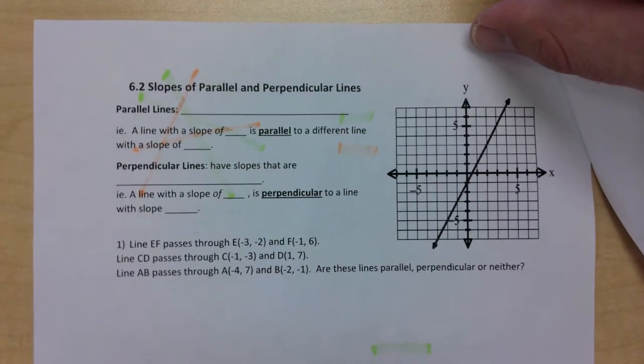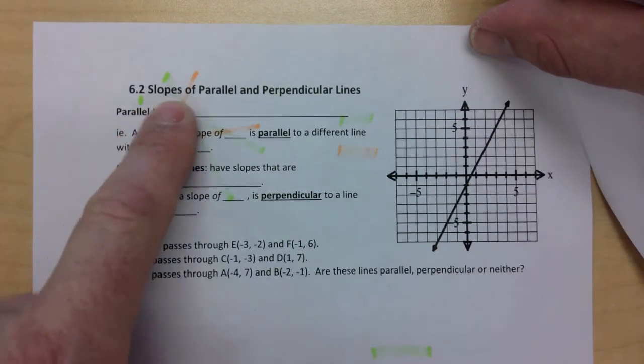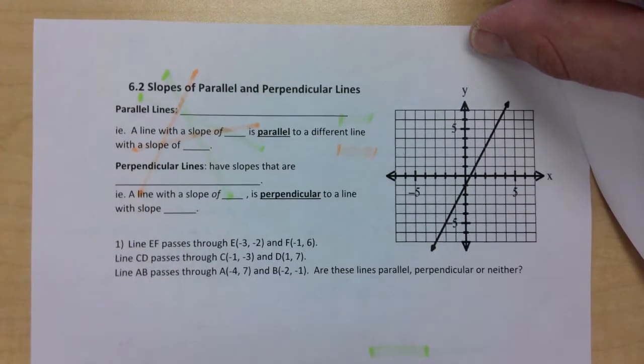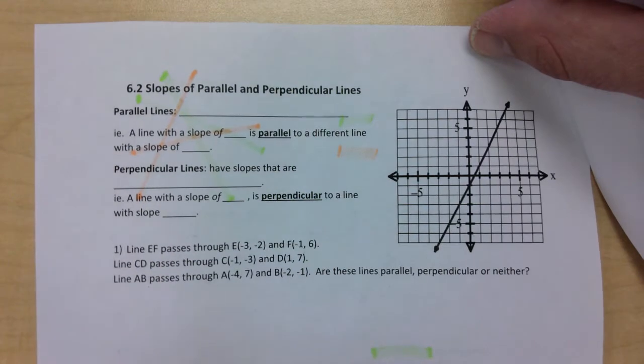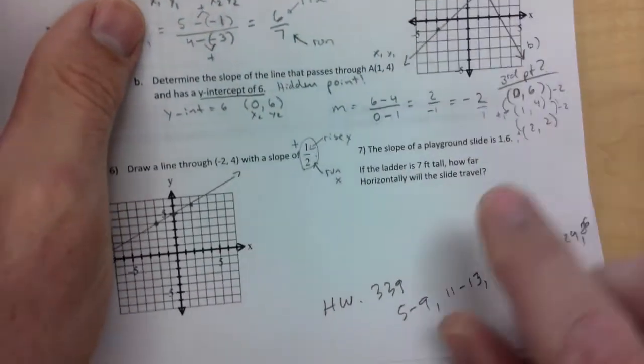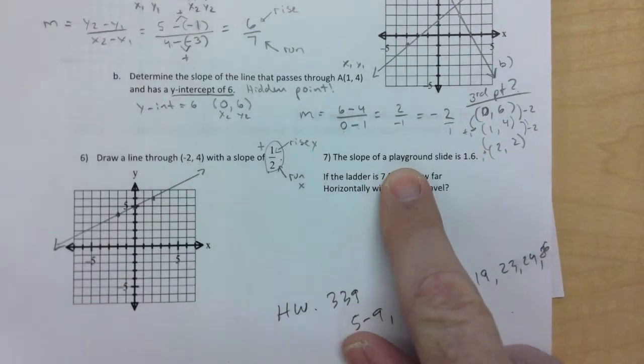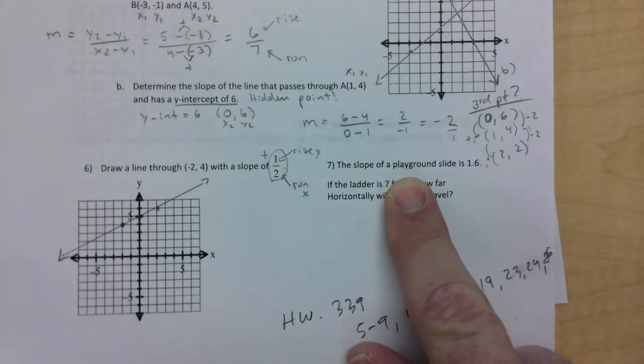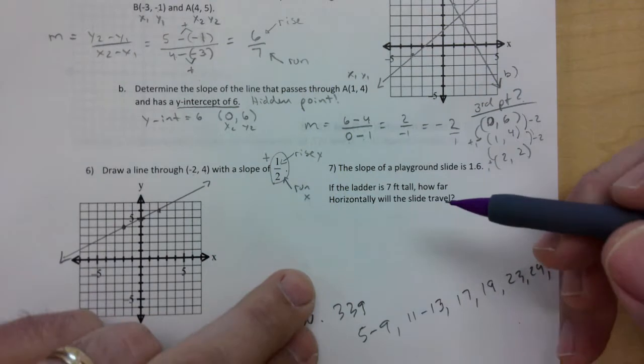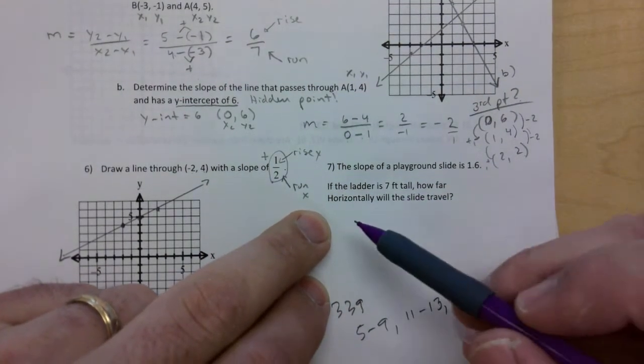All right, so we're going to be talking about section 6.2, slopes of parallel and perpendicular lines. But before we do that, I'm just going to go back and finish answering this question right here, which I didn't get to in the last video. So just go back one page here.